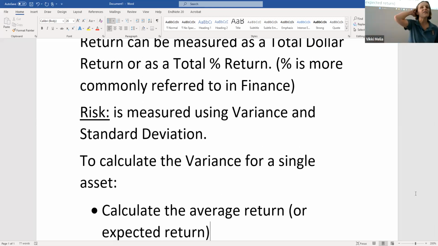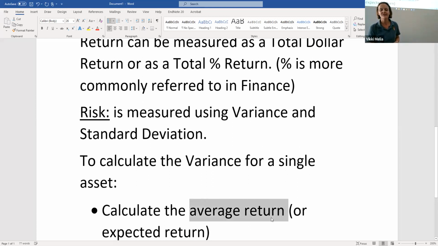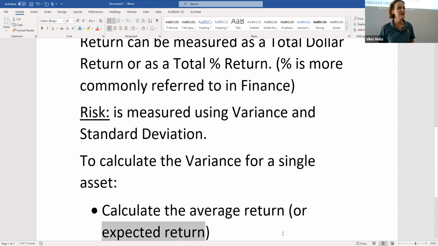So depending on whether we have historical data, if we're working with historical data and we've got actual returns, then we would calculate the historical average return. But if we're working with forecasts for the future, then we would calculate the expected return in the future. So it depends what kind of data we have, if it's historical or forward-looking, as to whether we call it an average return or we calculate the expected return from the asset.